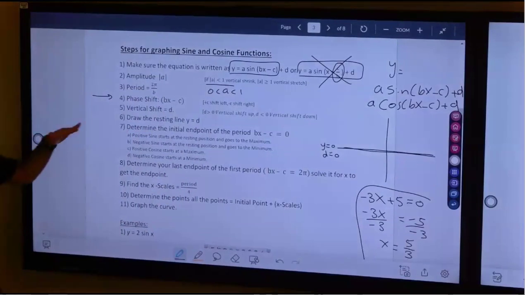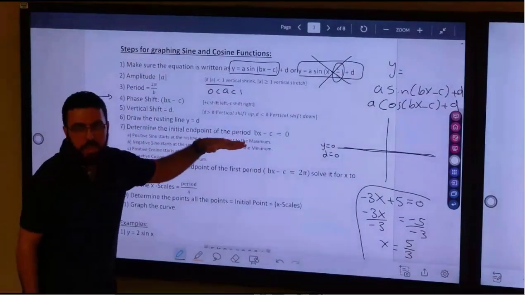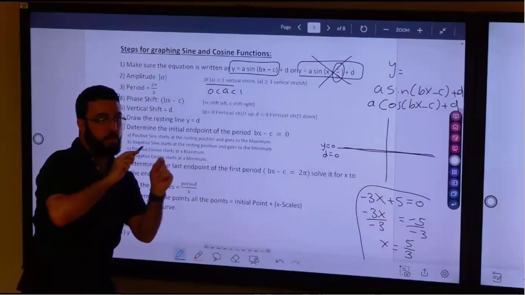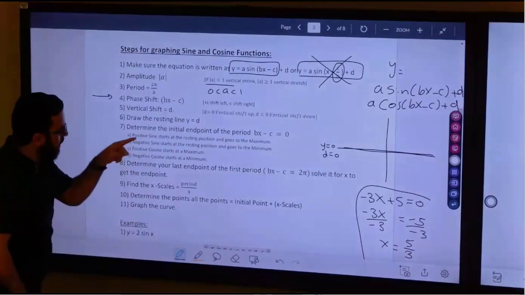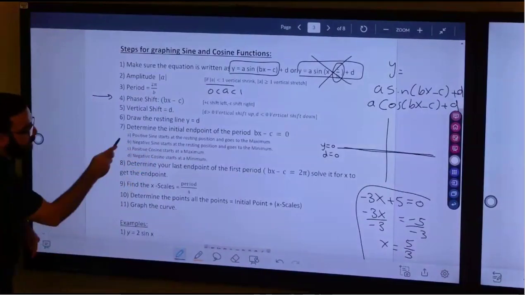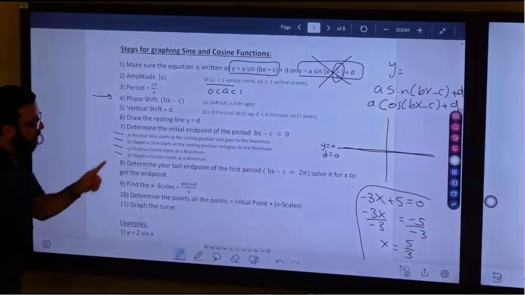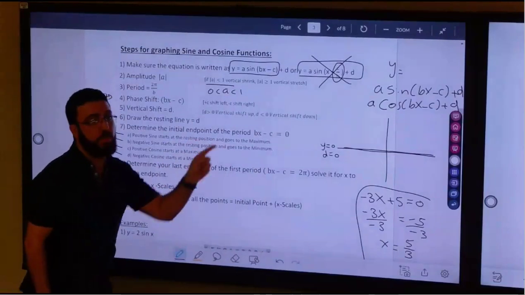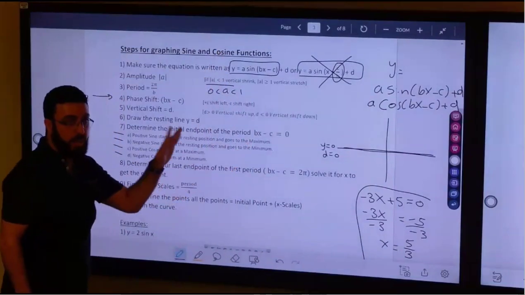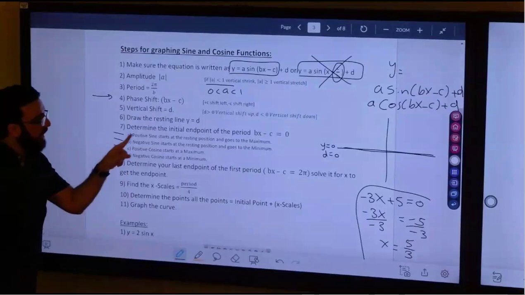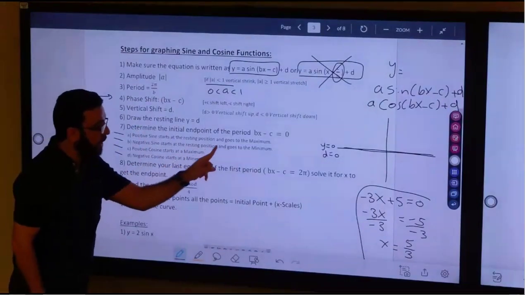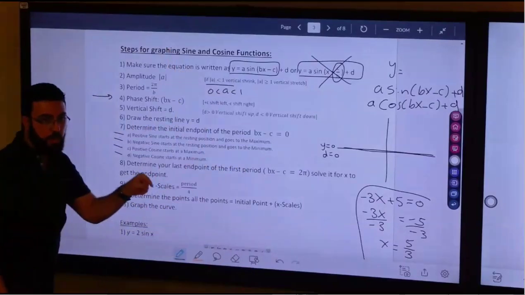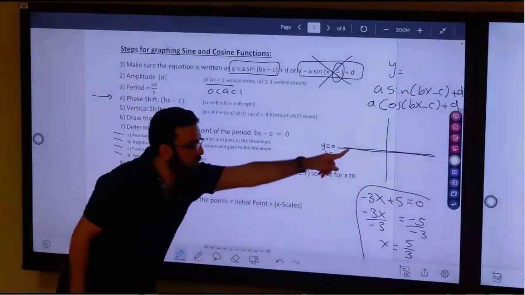What's the next point? Now I have the initial point. For the next part, I'm going to start from the maximum or the minimum, from this initial point. I'm going to show you with the graph. This is important. If we have a positive sign, we start from the resting position and go to the maximum. If we have a negative sign, we start from the resting position and go to the minimum. We're going to go down, not up. The resting line is this one.